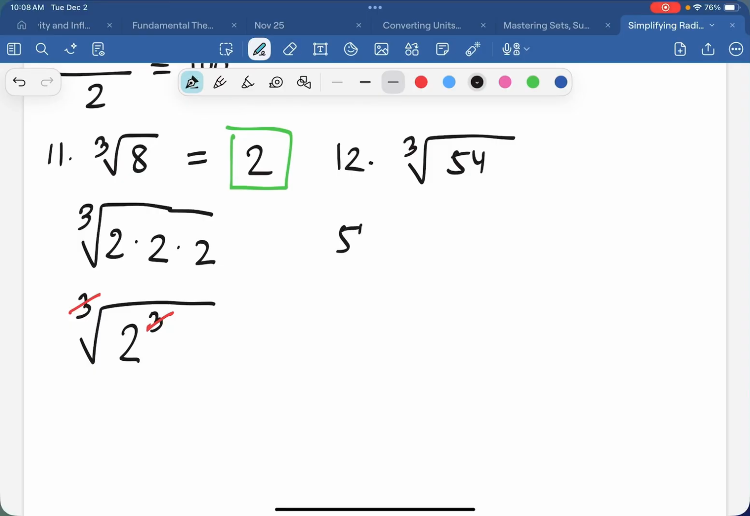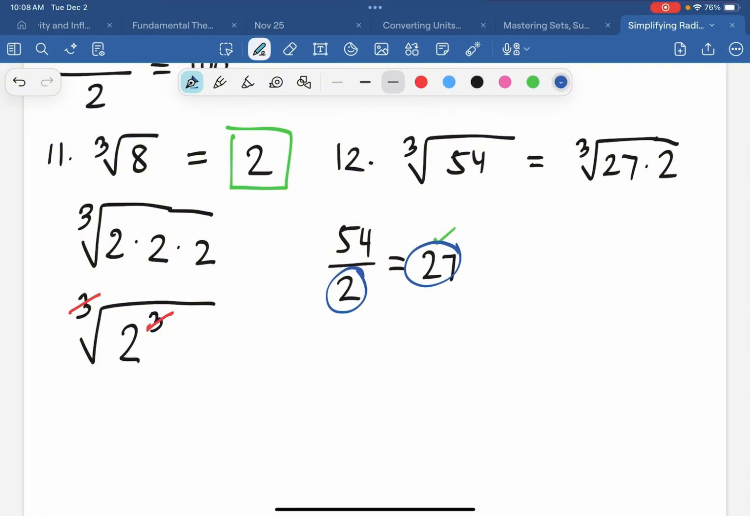Anyway, let's have 54 divided by 2, which is 27. So based on this, 27 is a perfect cube, so we could use this one. So you could have cube root of 27 times 2. Okay, so you use these numbers. So we could extract 27, the principal cube root of 27 is 3. So the answer is 3 cube root of 2. And that's it.